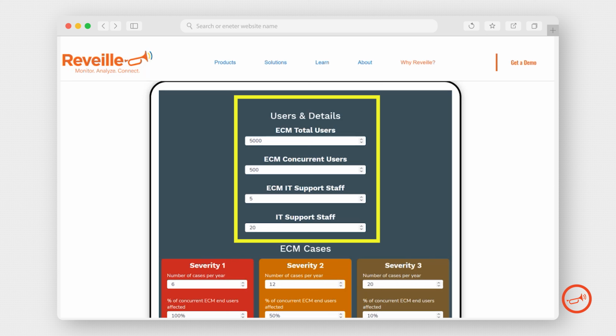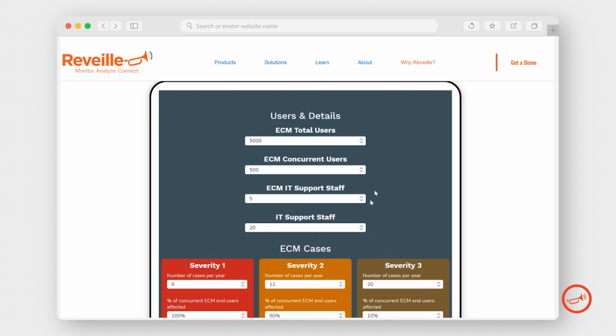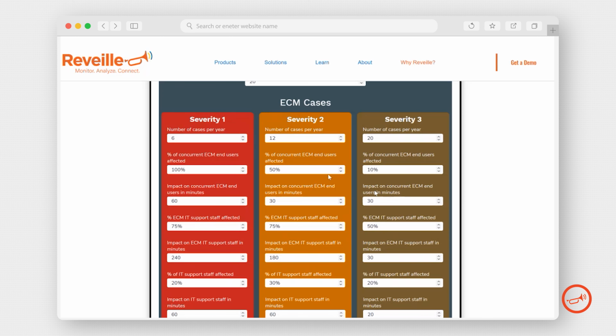With that information in, the calculator gives great insight on the type of information needed to properly quantify ECM, IDP, and RPA disruptions. This includes the number of SEV1s, 2s, and 3s, and their frequency, also the estimates on how many users are impacted by each type of issue. Also, we need to quantify the impact to support staff in terms of number of employees and their time.